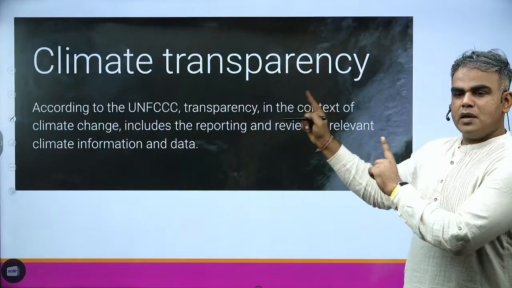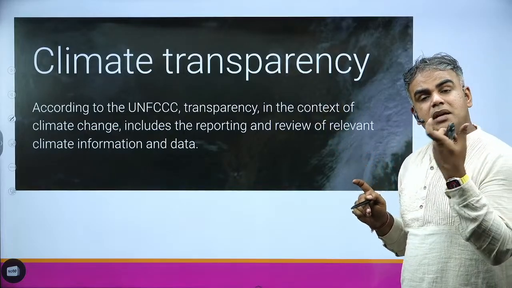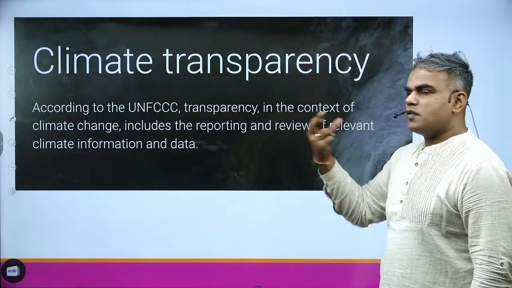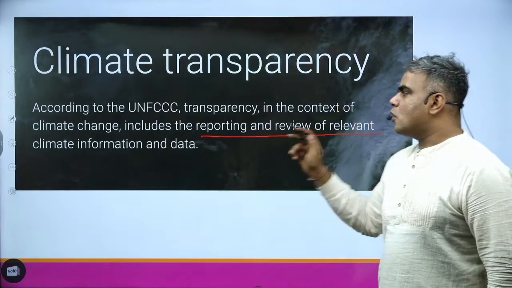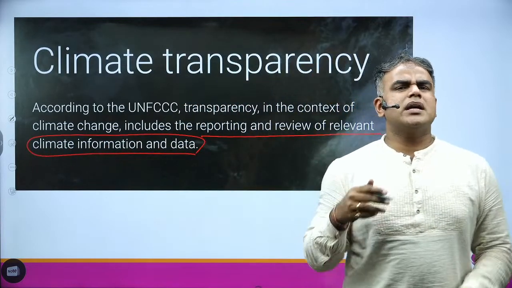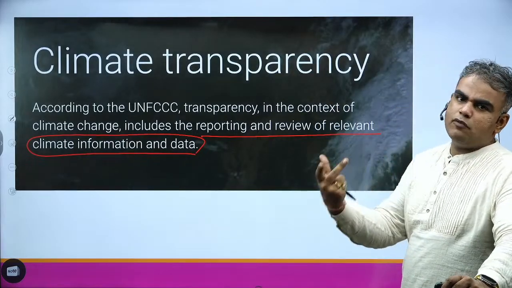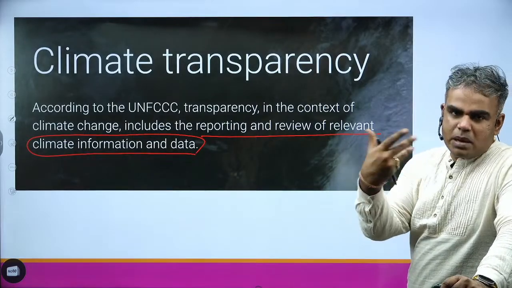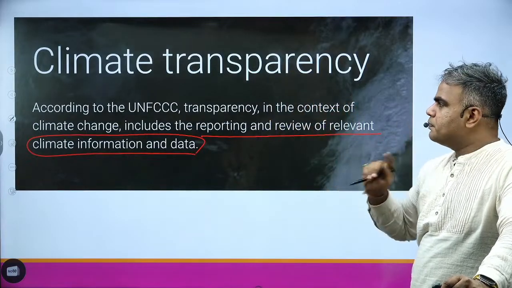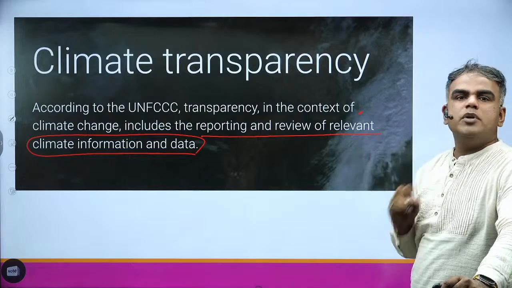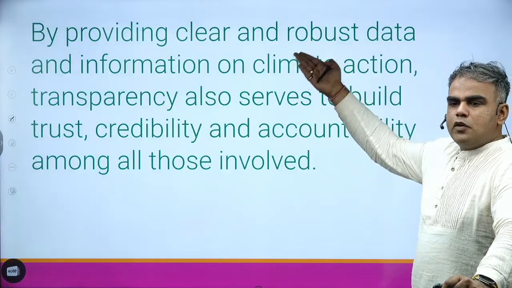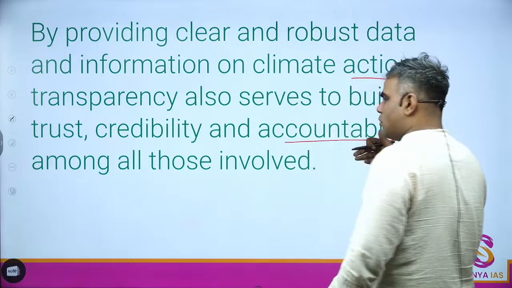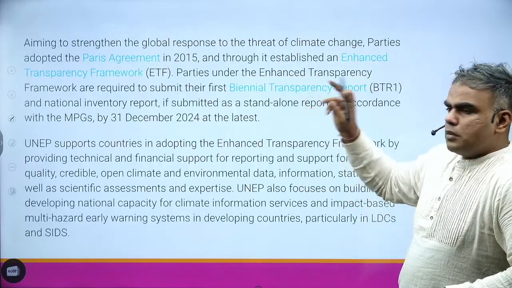I am highlighting. So if I say what is climate transparency, this can again be asked as a term or as a one-liner. According to UNFCCC, transparency in the context of climate change is the reporting and review of climate information and data. Because if you don't report it well, what would this lead to? Even greenwashing. Many countries or companies will say we have reduced 10 tons of carbon dioxide, but the reality may be different. So remember the term climate transparency. It talks about relevant climate information and data. If they give you clear, robust data, this will help you with trust, credibility, accountability.